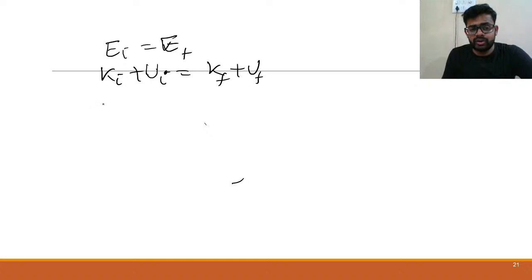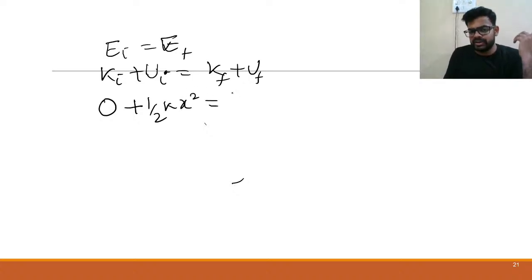So initially the system was at rest, so kinetic energy is 0. Initially the spring was compressed, so I will write half kx square. Finally both the blocks will move with velocities v1 and v2, so half m1 v1 square.